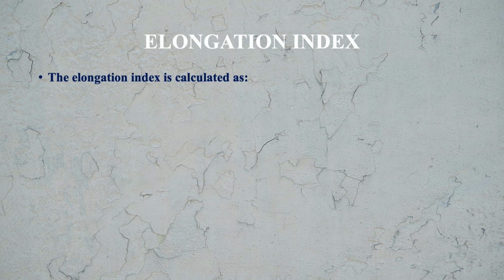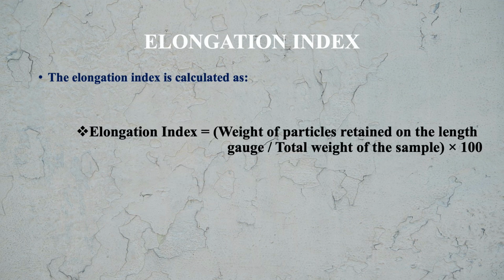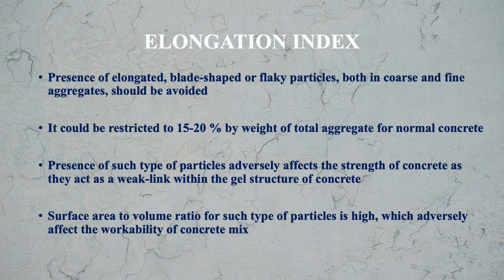Now the elongation index is calculated as the weight of particles on the length gauge divided by the total weight of sample, multiplied by 100. So the number that you get after calculating this will be called the elongation index of the aggregate. The presence of elongated, blade-shaped or flaky particles, both in coarse as well as in fine aggregates, should be avoided for concrete. It could be restricted to 15 to 20% by weight of total aggregate for normal concrete.